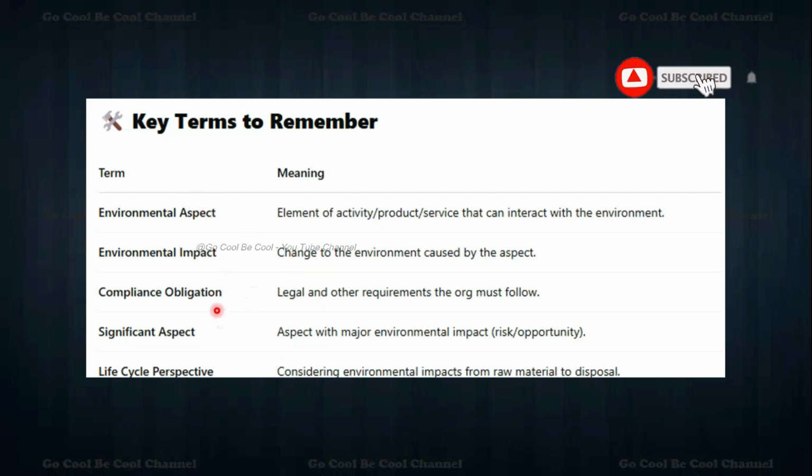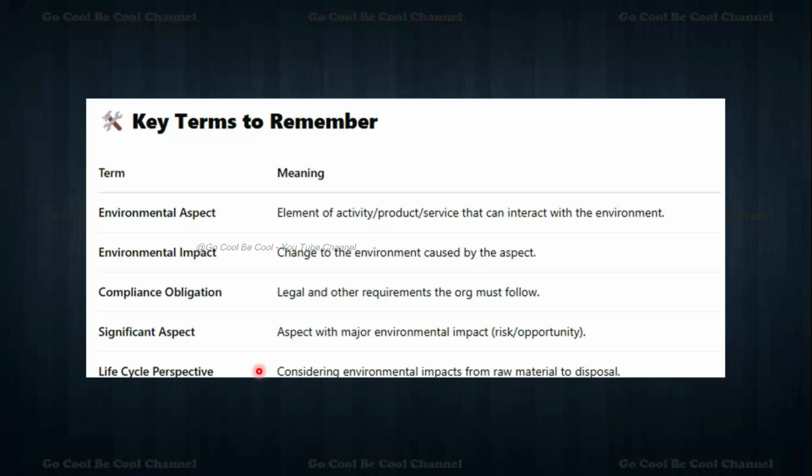Obligations: legal and other requirements that the organization must follow, but if you are not following, it is supposed to be an NC. Significant aspect: yes, aspects with major environmental impact, risks and opportunities. Then life cycle perspective is considering environmental impacts from raw material to disposal. So these are the key terms to remember, especially for ISO 14K standards.